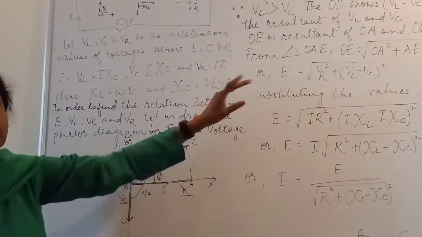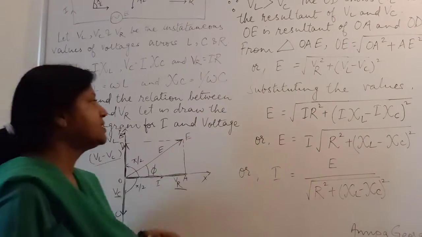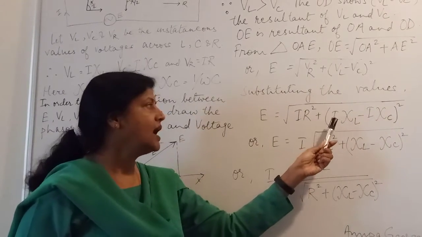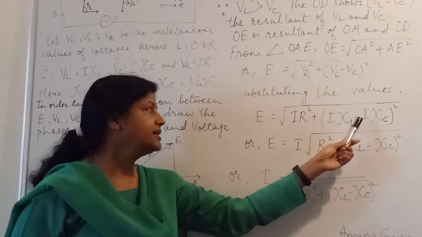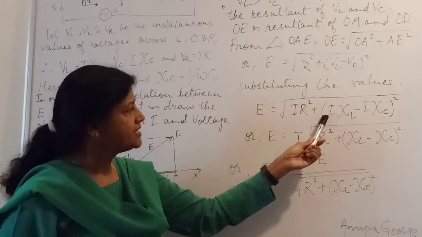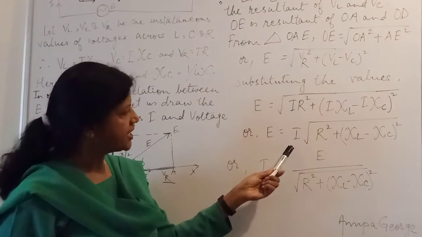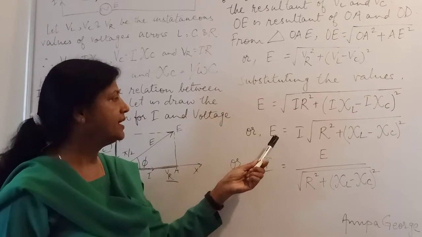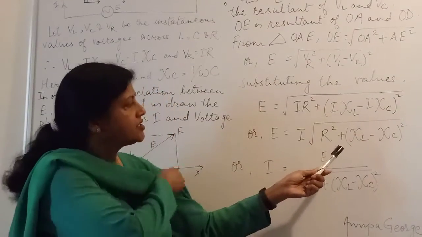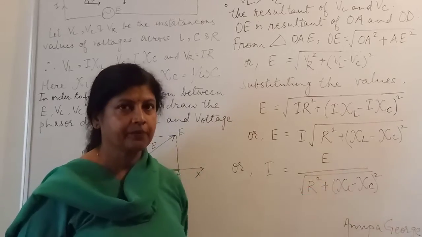All these are from Ohm's law. Substituting the values, we can write E is equal to I times the square root of R square plus (XL minus XC) whole square. Now, we can take I common. So, next step, we can write E is equal to I into square root of R square plus (XL minus XC) whole square.